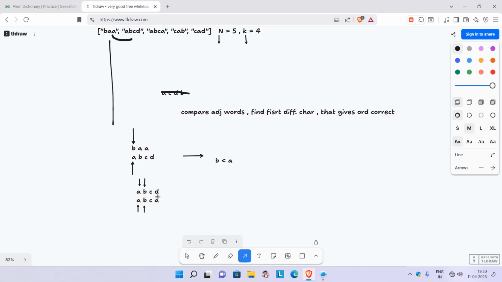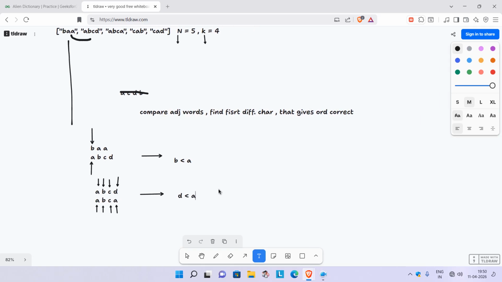Coming to the next, this is again the same. Coming to the C, this is again the same. When we come to this, these are different. So since ABCD comes before ABCA, we can say that D is less than A. According to the alien dictionary, D should come before A.